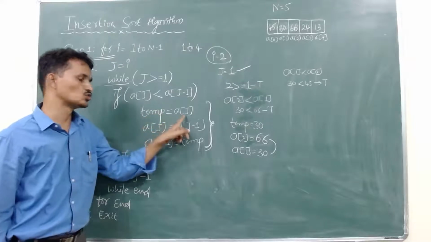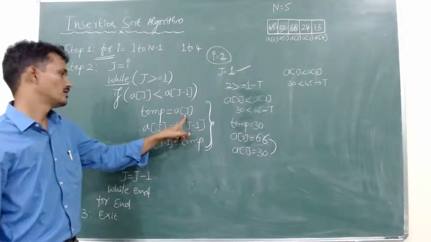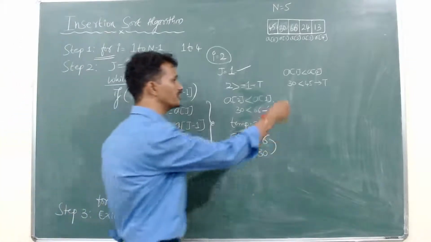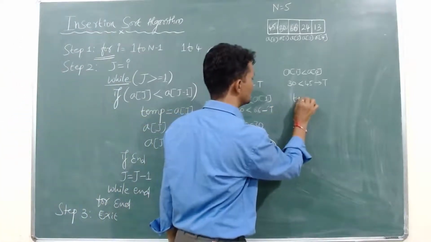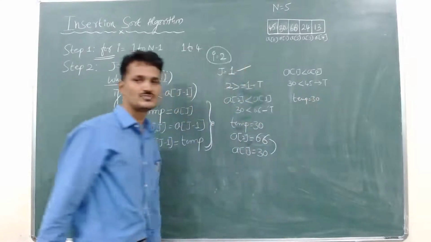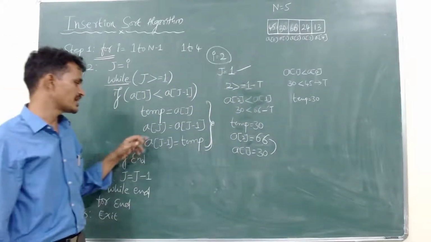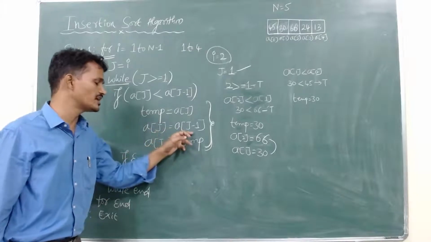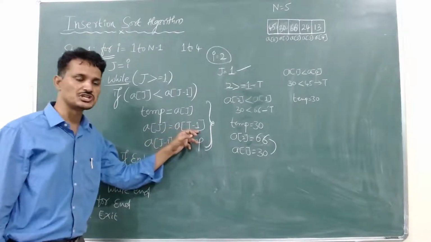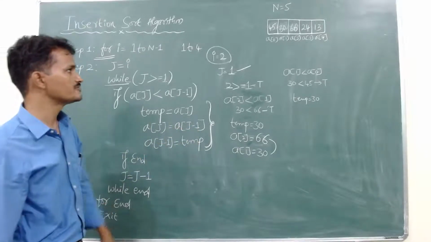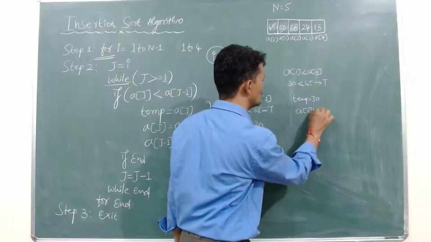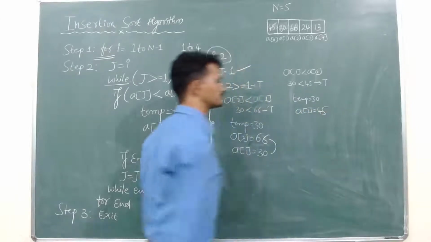Temp is equal to a of j. A of j means a of 1. What is the value stored in a of 1? 30. 30 will be assigned to which variable? Temp. Right? Second assignment statement, a of j is equal to a of j minus 1. A of 1 is equal to a of 0. What is the value stored in a of 0? 45. 45 will be assigned to a of 1.